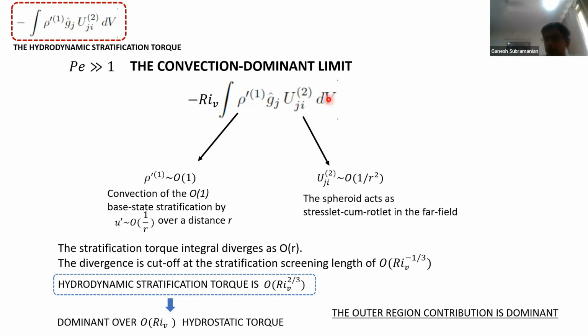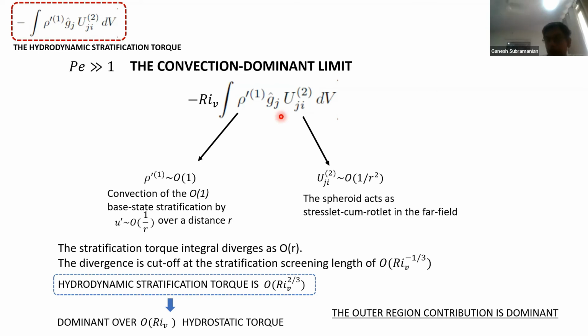U2 is the disturbance velocity due to a rotating spheroid. Now, a translating particle generates a 1 by R field in Stokes flow. A rotating particle is like a forced dipole, and therefore the velocity is one order smaller. It's 1 by R squared. G is just the unit vector along gravity, and therefore the integrand, which is the product of rho prime and U2, decays like 1 by R squared, whereas the volume dV grows like R cubed. It turns out, therefore, that if you use Stokesian estimates, the integral diverges like R. That's an indication that the contribution is not coming from length scales of order the spheroid. It's coming from much larger distances.